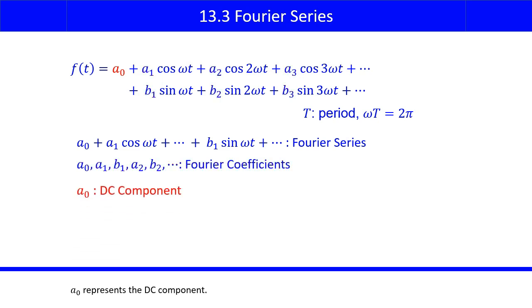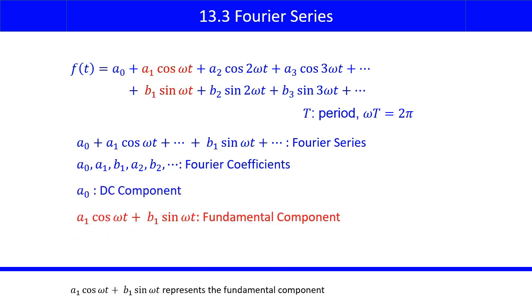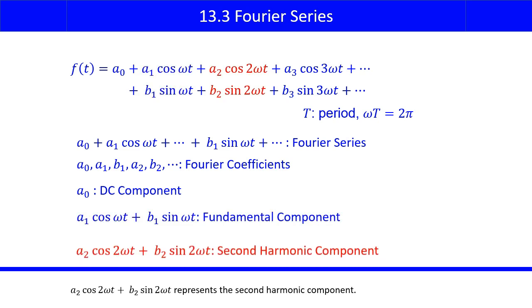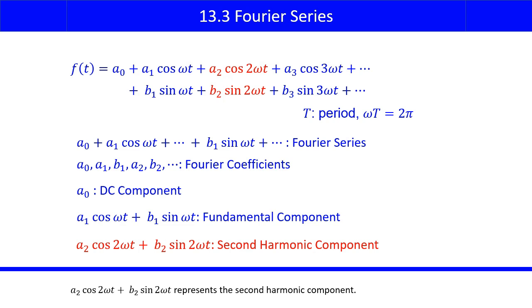A0 represents the DC component. A1 cosine omega t plus B1 sine omega t represents the fundamental component. A2 cosine 2 omega t plus B2 sine 2 omega t represents the second harmonic component.